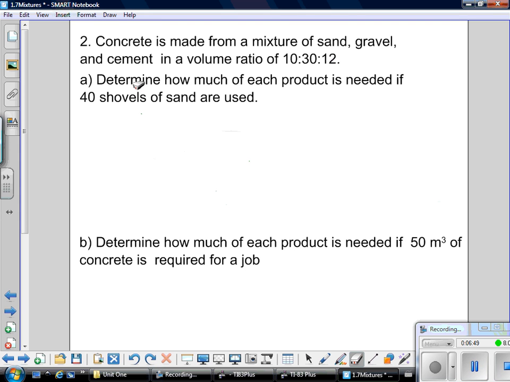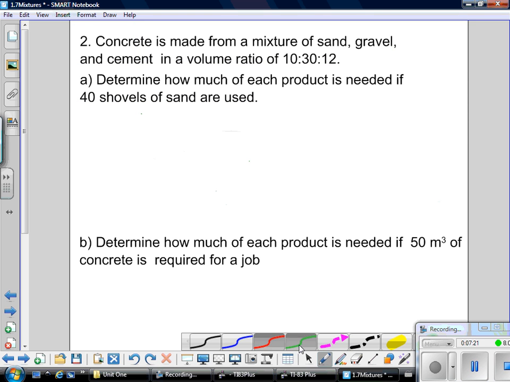It says determine how much of each product is needed if 40 shovels of sand are used. All right, so let's see how this question is a little bit different than the last one. The first thing I'm going to do is I have sand, gravel, and cement. So that's an awful lot of writing. So I am actually going to assign letters to them.